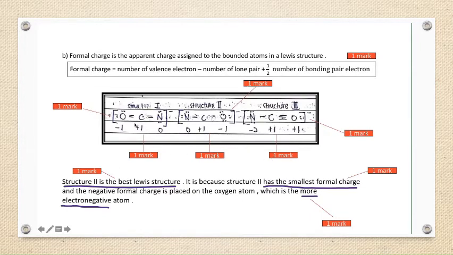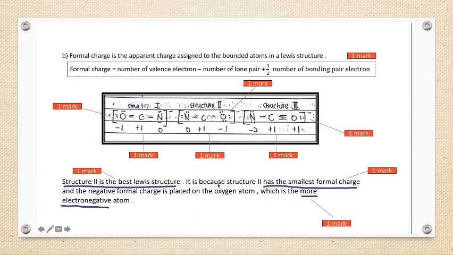And then explain which is the best structure. For this question, the answer is structure 2 is the best Lewis structure. So 1 mark is given. And then explain why. It is because structure 2 has the smallest formal charge and the negative formal charge is placed on the oxygen atom, which is the more electronegative atom.